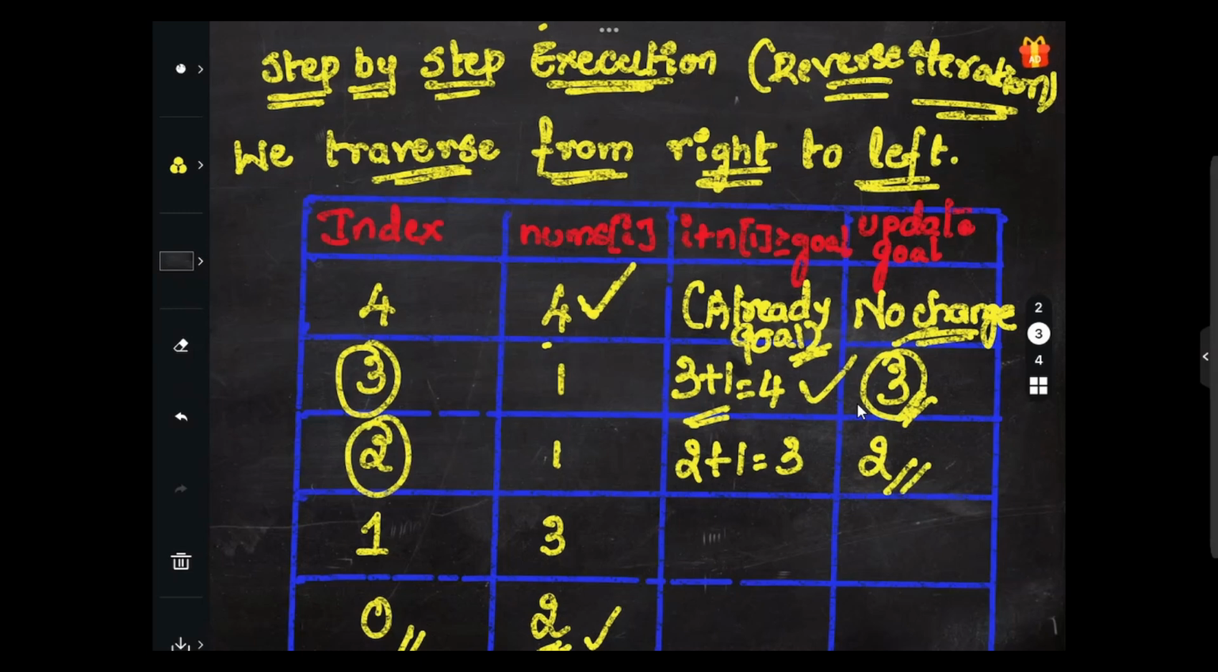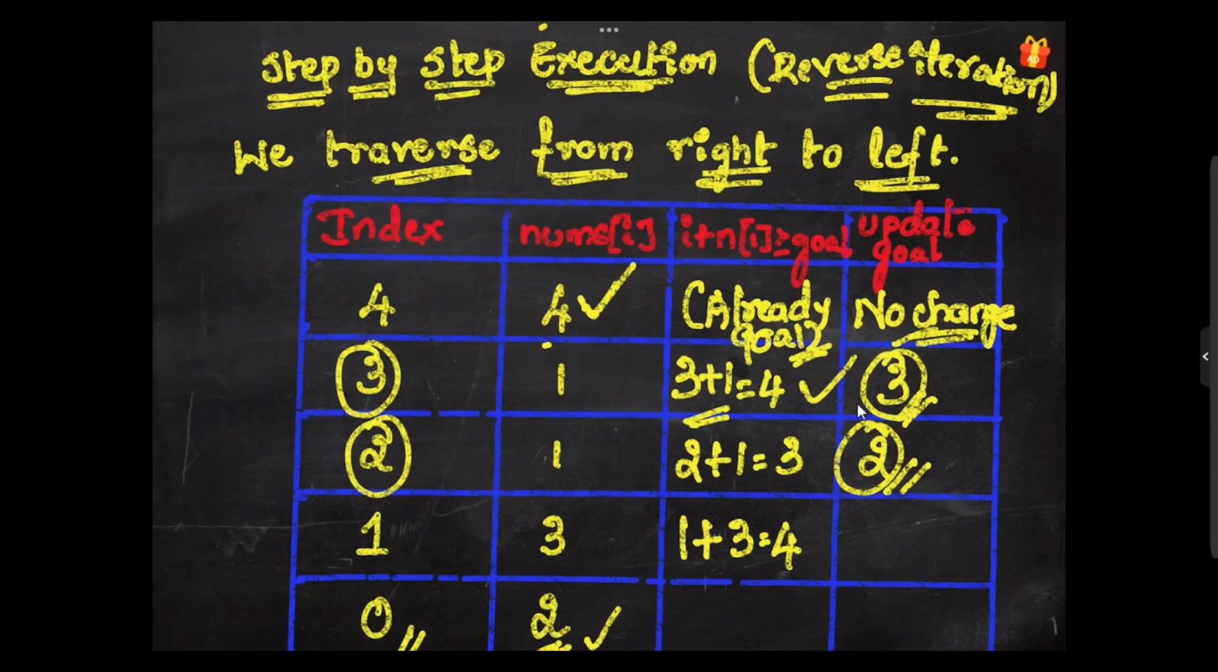So this is fine. Next step is the same thing, I plus nums of I, nums of I is 3 here. This one will be 4 in this case, right? So 4 is greater than or equal to 2, we will check. Yes, 4 is greater than 2. So we will update the goal to 1 here, index 1, right?